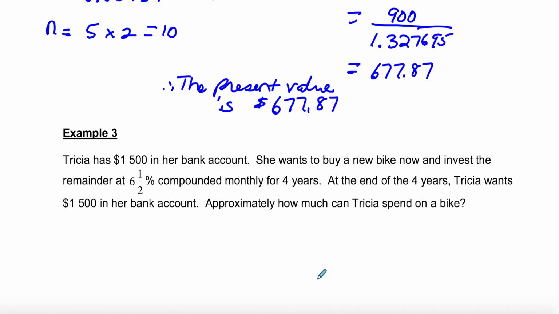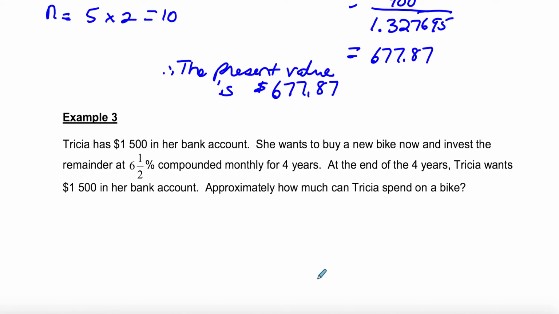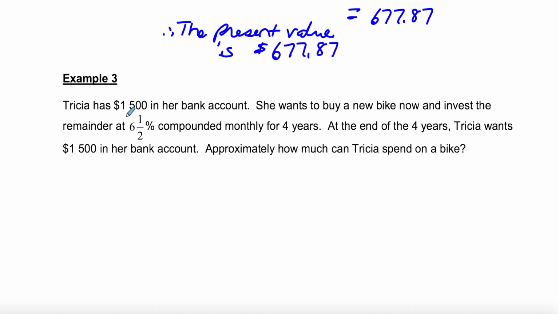Okay. Last example, Trisha has $1,500 in her bank account. She wants to buy a new bike now and invest the remainder at 6.5% compounded monthly for 4 years. At the end of 4 years, Trisha wants that $1,500 still to be in her bank account. Approximately how much can Trisha spend on a bike?